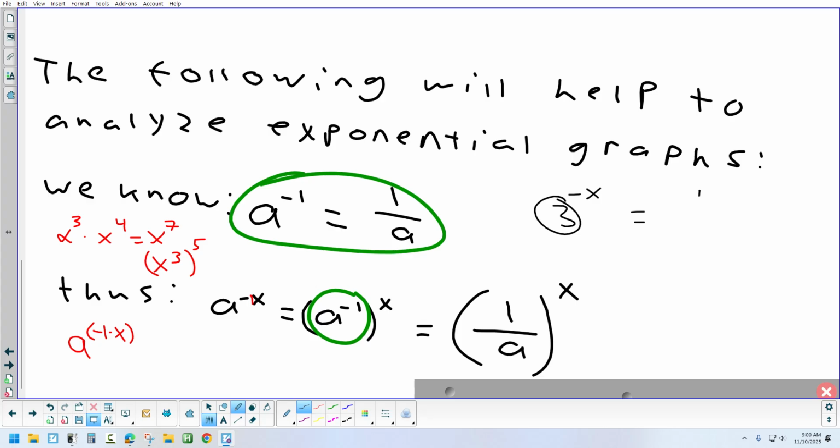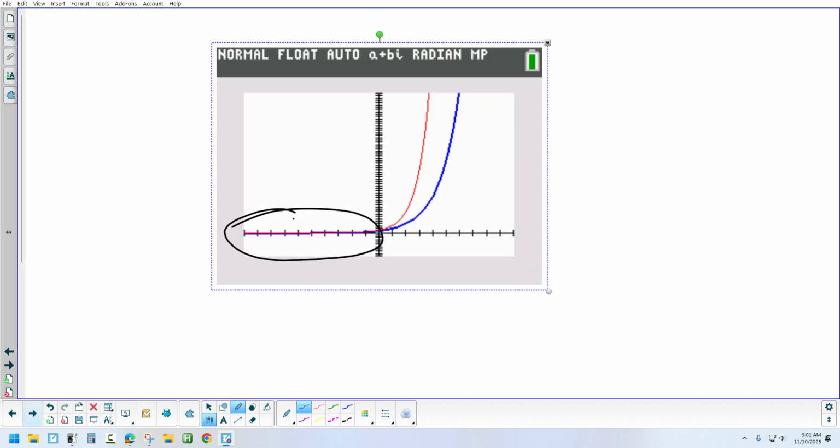That is really that, which is exponential decay, not growth. So the negative exponent can kind of hide some things that we want to be able to see. So we usually try to get rid of a negative exponent using this rule right here.